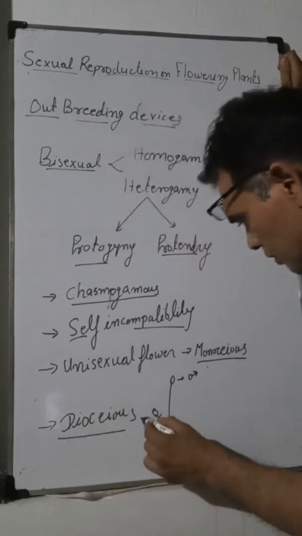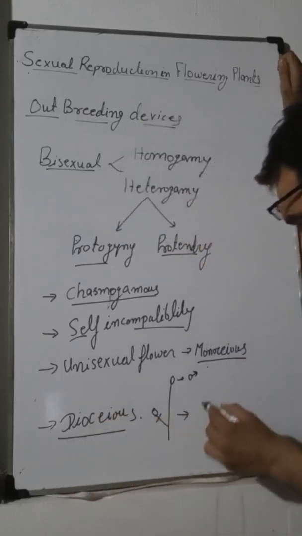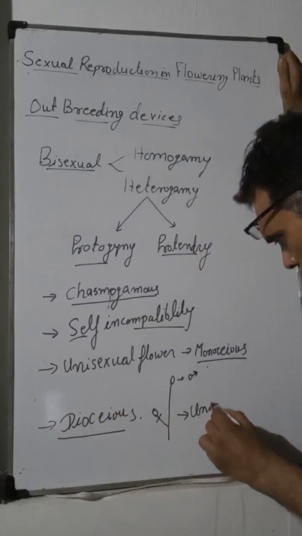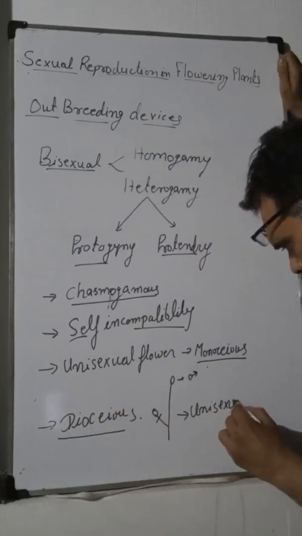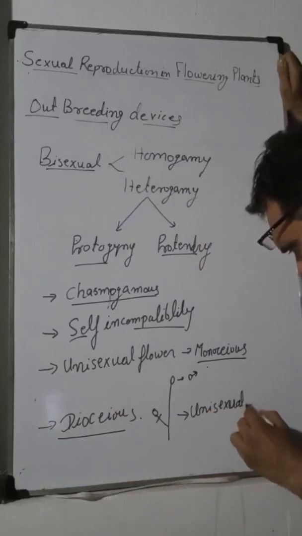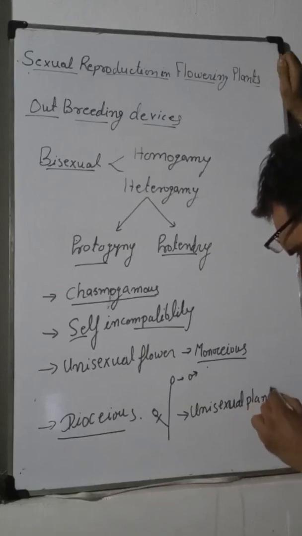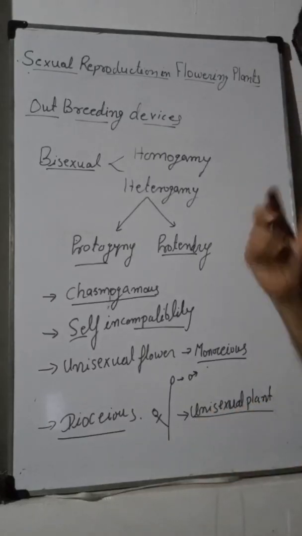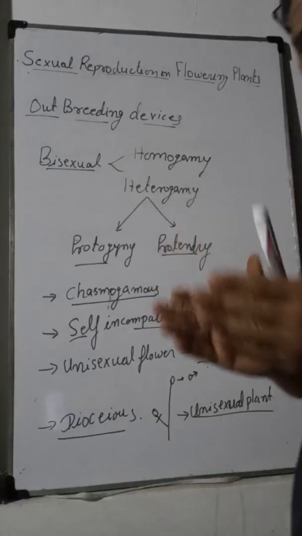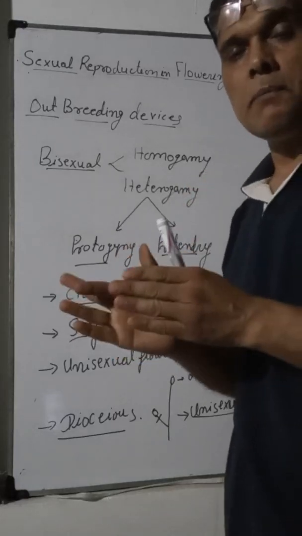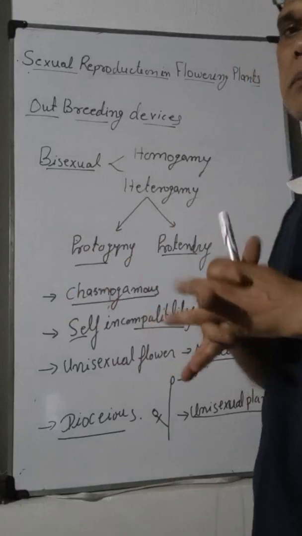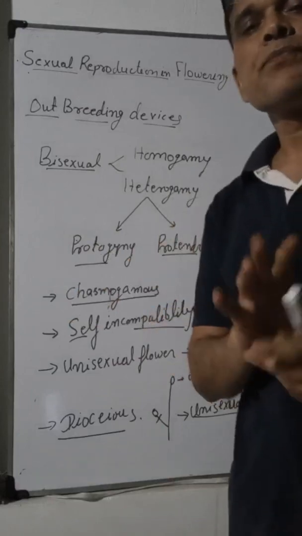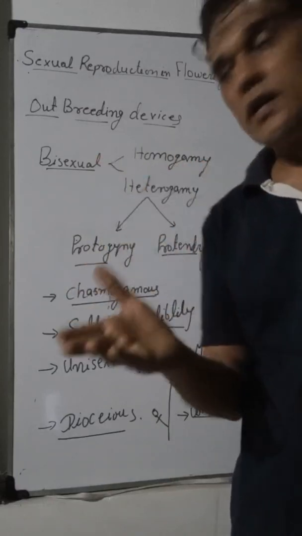Dioecious means unisexual plant. If a plant has only one type of flower, one is the male plant and another is the female plant. In such a condition, self pollination does not occur.